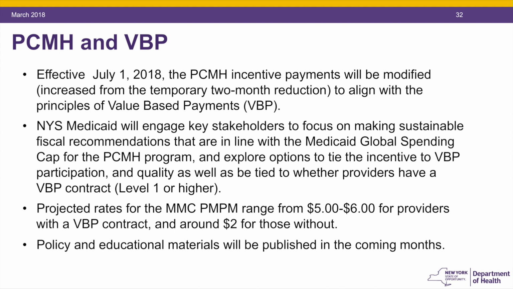We will engage key stakeholders to focus on making those sustainable fiscal recommendations that are in line with the Medicaid global cap spending and also in line with the PCMH program. And will reward providers who actually move toward participation at least VBP level 1 or higher. And projected rates for the MMC payments will range between $5 and $6 for providers with a VBP contract and will remain at $2 for providers that do not have VBP contracts.